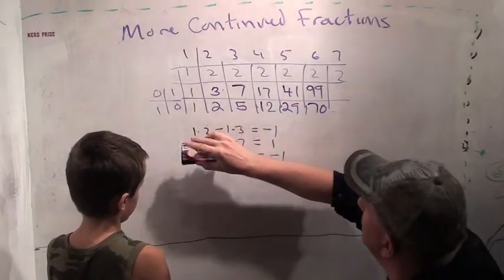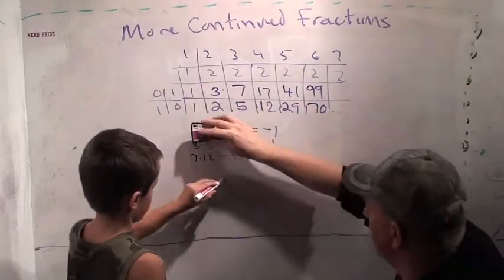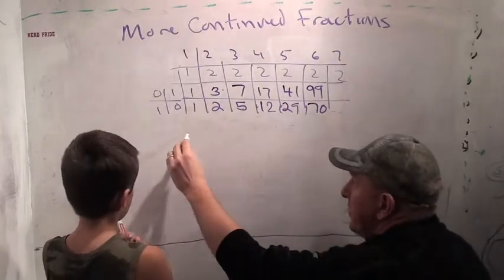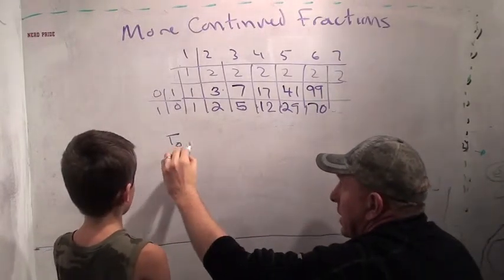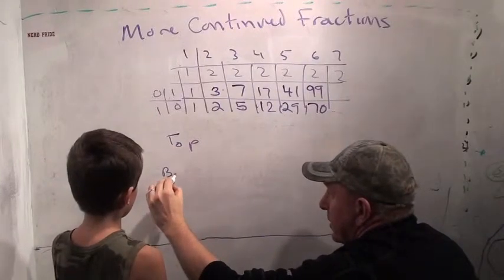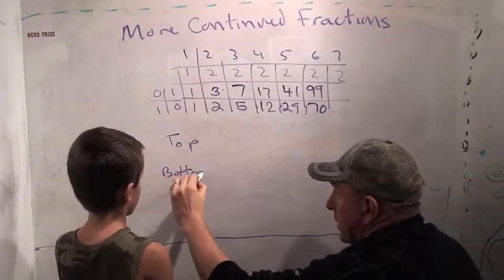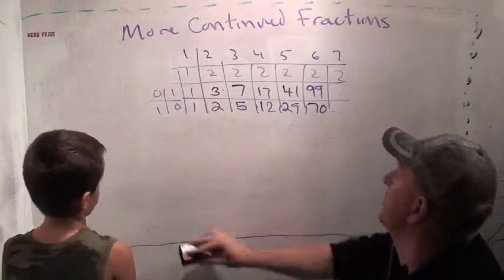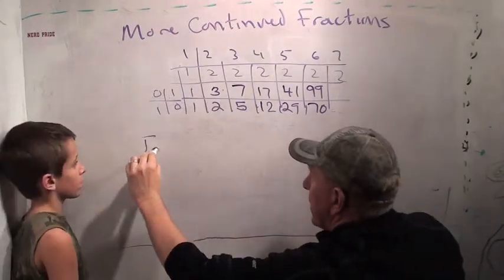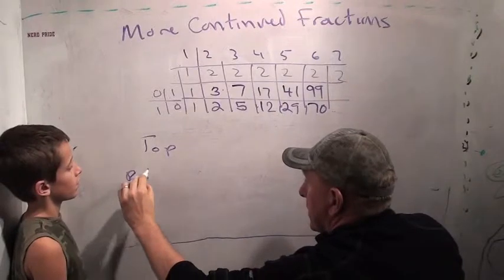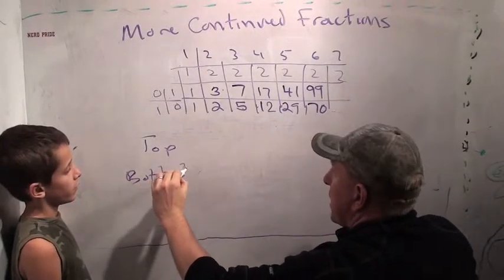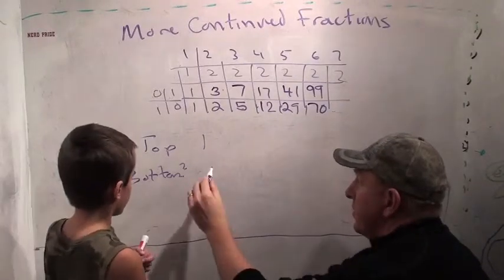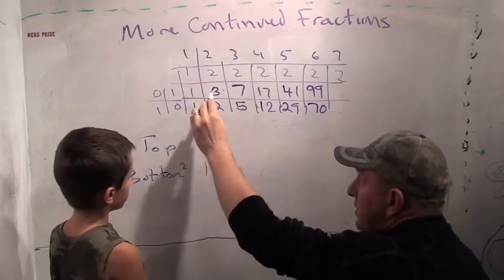But these numbers, our convergents here, have an even more interesting property. So here I have top, bottom squared. Okay, so now I'm going to look at the top and the bottom squared. Actually, let me make sure I write it in the same line. Top, bottom squared. Okay, so the top is 1 and the bottom is 1 squared. So 1 squared is 1.